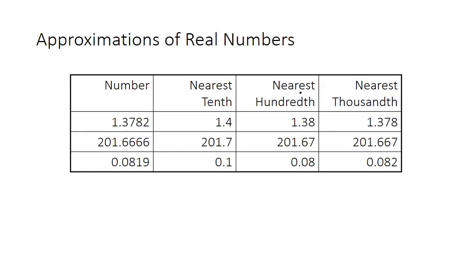If you are rounding to the nearest hundredth, you look at the thousandth digit. Again, if it's 5 or more, you add 1 to this digit, so this one becomes 1.38. And for the thousandth digit, you look at the ten-thousandths digit. If it's less than 5, you don't add anything, so this stays 8. And these would be some examples you can explore.